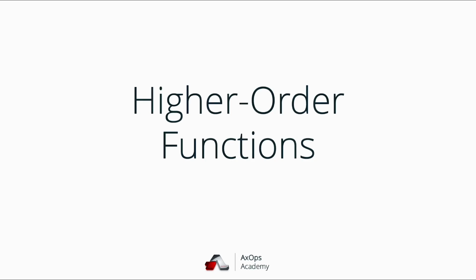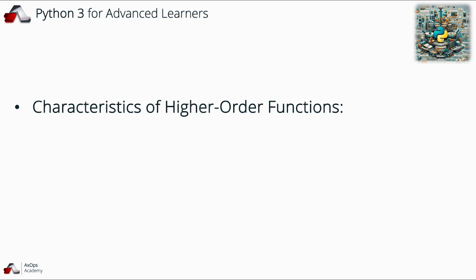In Python, functions are not merely sequences of commands, but are objects in their own right. This unique characteristic allows us to treat functions like any other object. For example, they can be assigned to variables, passed as arguments, and even returned from other functions. This leads us to a special class of functions known as higher order functions, which are central to a functional programming style within Python. Let's talk through some of the characteristics of higher order functions.